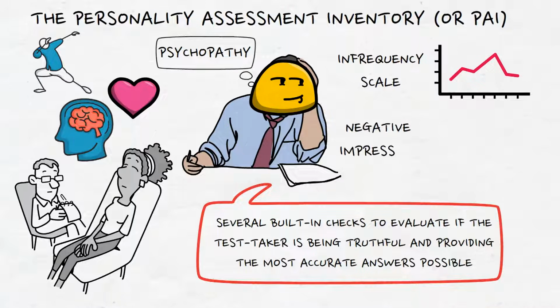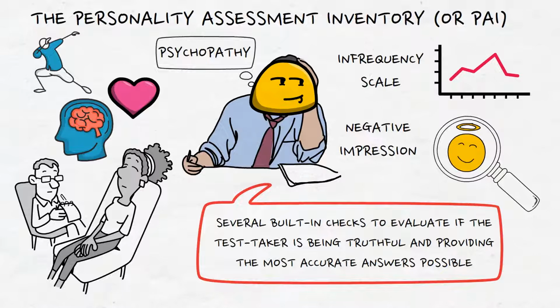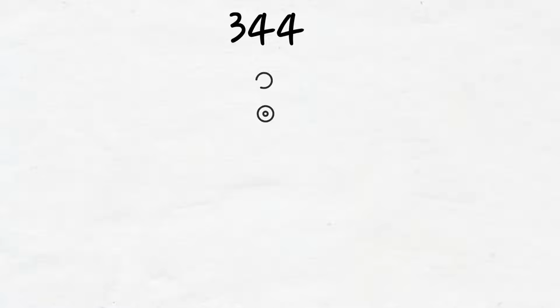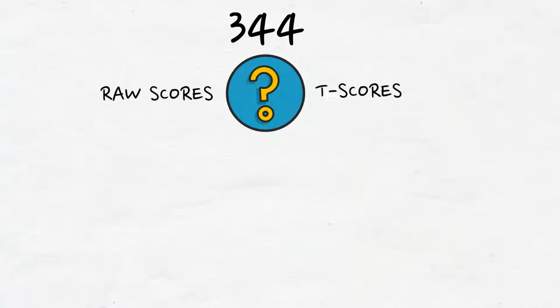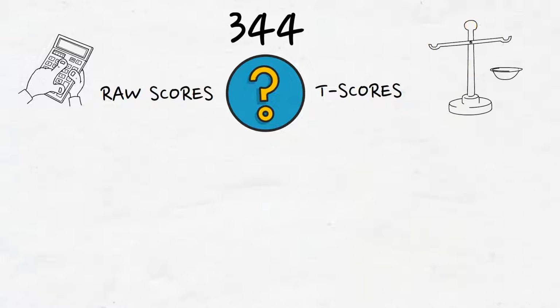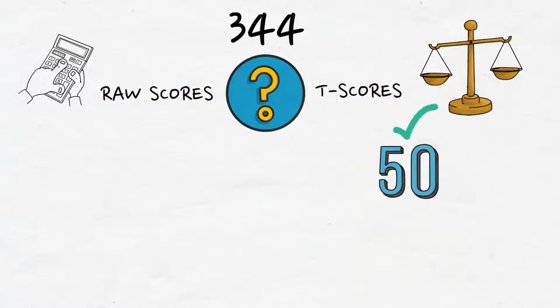The negative impression, or the NIM scale, is another tool to look for indications that someone is trying to appear better than they actually are. This 344-question test gives two kinds of scores, raw scores and T-scores. Raw scores show how many points the person earned for each question. T-scores show how the person scores compared to a group of people who took the test before. A T-score of 50 is considered average, while scores above 60 or below 40 are generally considered clinically significant.